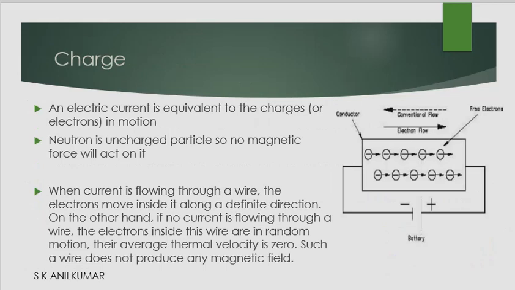What is charge? Electric current is equivalent to charges or electrons in motion. A neutron is an uncharged particle, a proton is a positively charged particle, an electron is a negatively charged particle. So the neutron will have no effect because of magnetism; electricity and magnetism induction will have no impact on the neutron. Electron is the electric current.